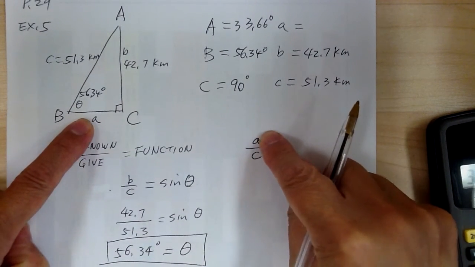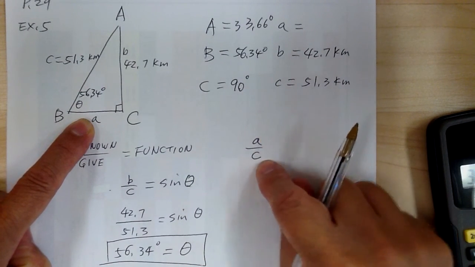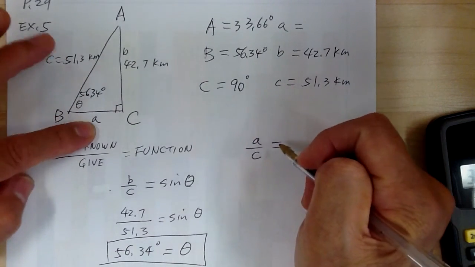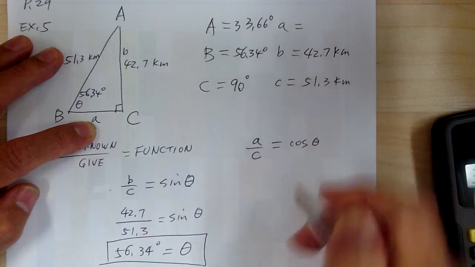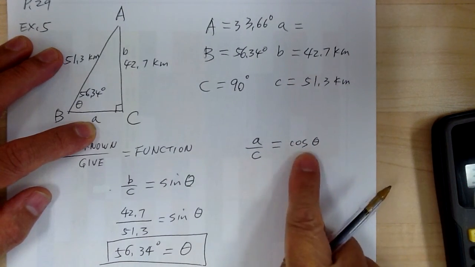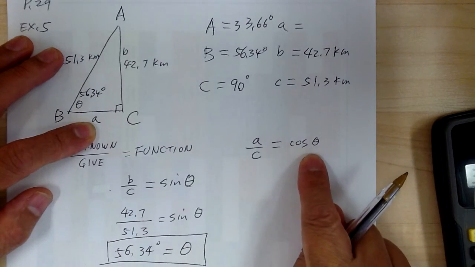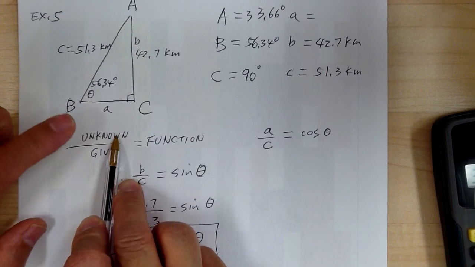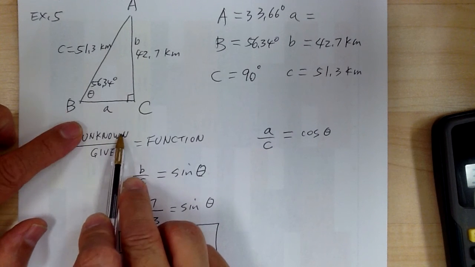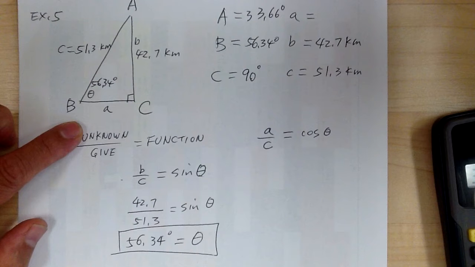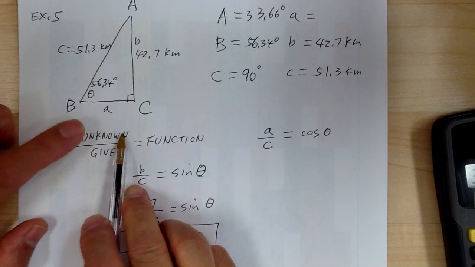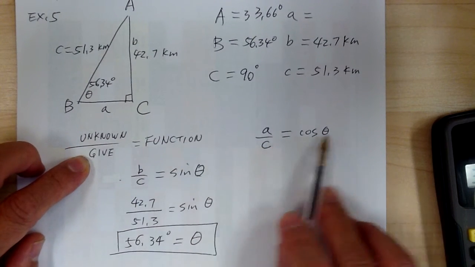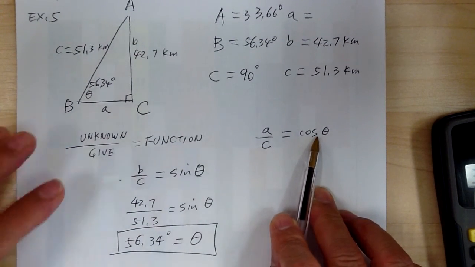Now to figure out a, I can use a over c. Again, I'm looking for a, so I write that first, and c is given. So a over c is equal to cosine theta. So again, write down your formula. Whatever you're looking for, you always write that first. It's much easier to do. You don't have to, but it's much easier. You write it down first, then what's given, and based on that you can figure out the function. Then after that, you put in all the numbers.